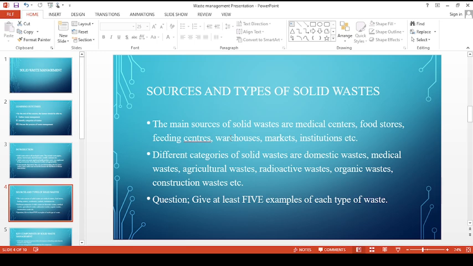The main sources of solid waste are medical centers, food stores, feeding centers such as hotels, warehouses, markets and institutions. Solid wastes can be categorized into domestic wastes, medical wastes, agricultural wastes, radioactive wastes, organic wastes, and construction wastes. At this point, dear learner, I would like you to note down at least 5 examples of each type of waste.